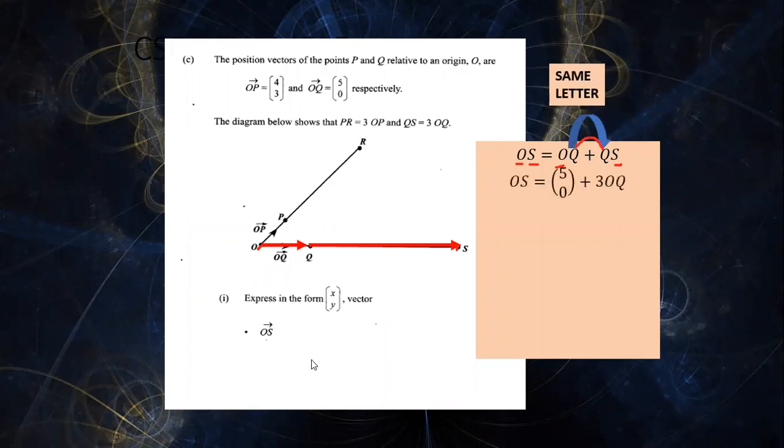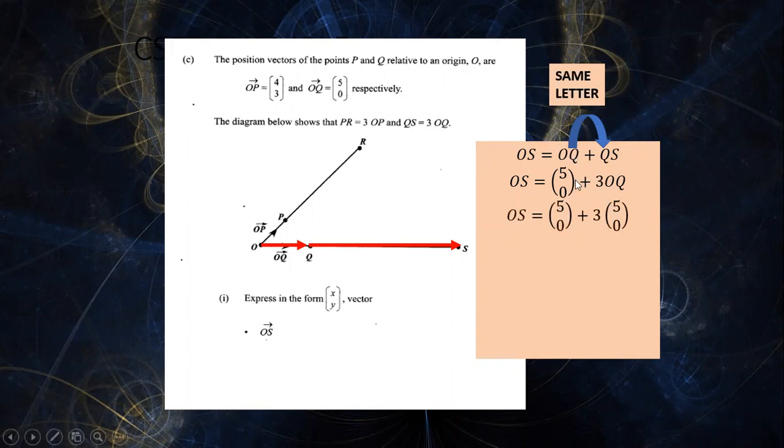Now then, what is OS? OS is equal to OQ plus QS. Where did I get that? Because OQ is (5,0), that's why OS starts with (5,0), plus QS, which is 3OQ. So we have that there. Let's write it out and further simplify it.